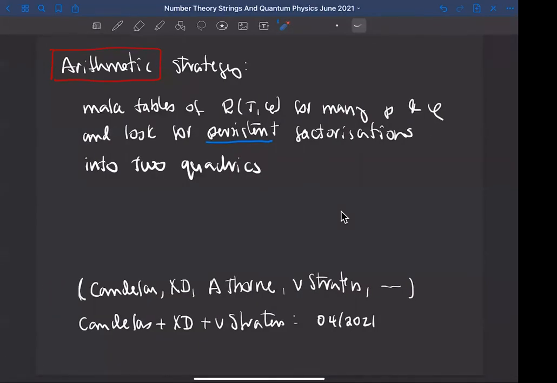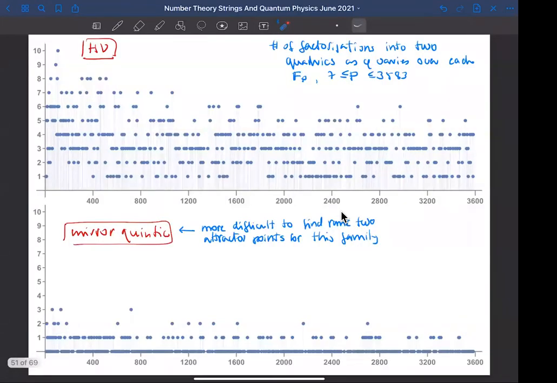Well, this hasn't been published yet, but we describe this arithmetic strategy about persistent factorizations in this massive paper. It tells you about this with gory details, in fact. So let me give you a sample of these persistent factorizations. Let's take actually the one below. So this is the mirror quintic. This line here is primes, and here is the number of factorizations for each p, as phi varies over each finite field.